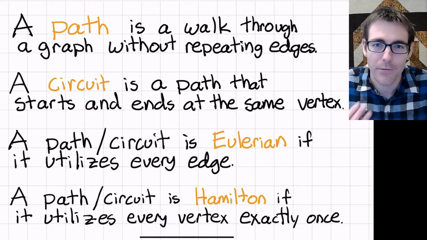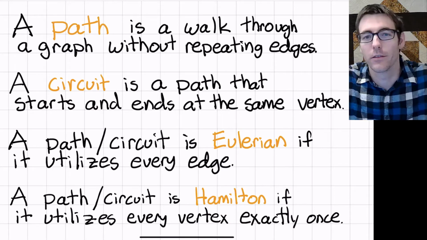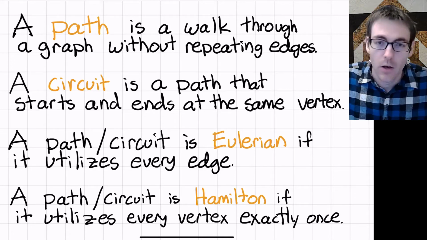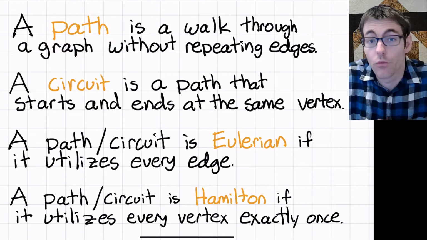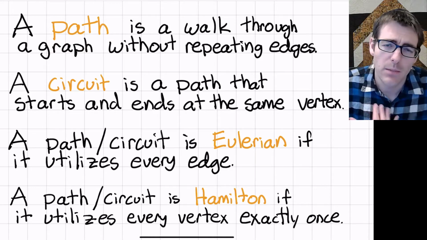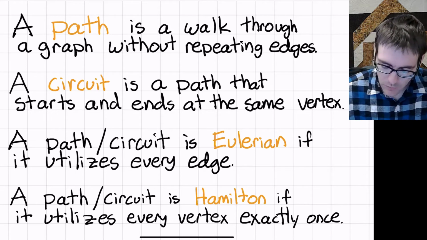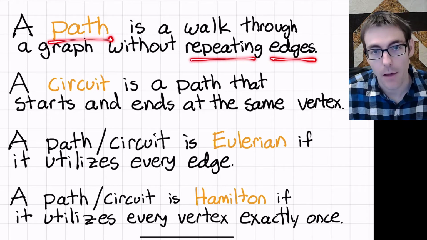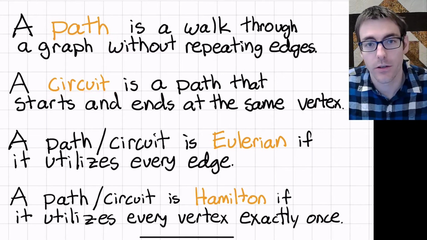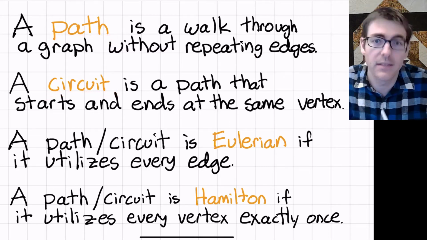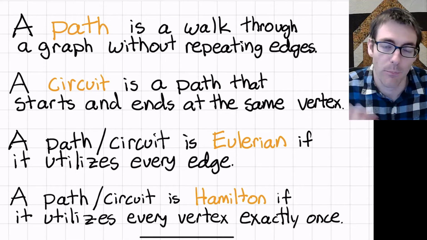All right, it wouldn't be a graph theory video without some definitions. These are just to make sure that we are using the same terminology to talk about whatever it is we're talking about. So a path is just a walk or a route through a graph, but we also want to specify that we're not doubling back exactly. We're never going to repeat an edge in a path. A circuit is the same thing as a path with the extra condition that the starting vertex is the same as the ending vertex. We want to loop back around and end up back where we started.